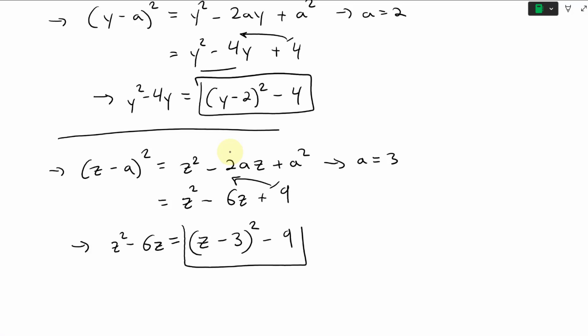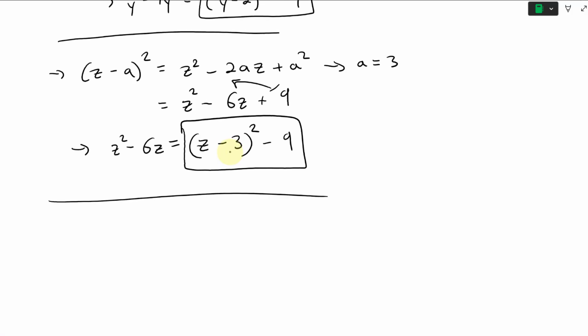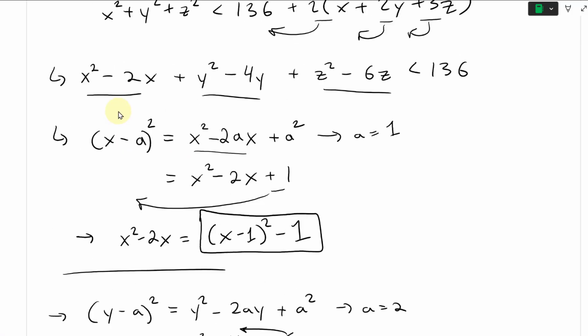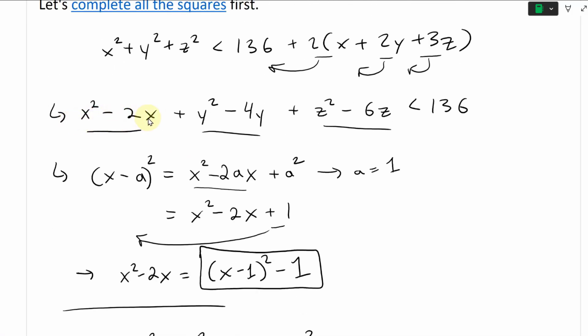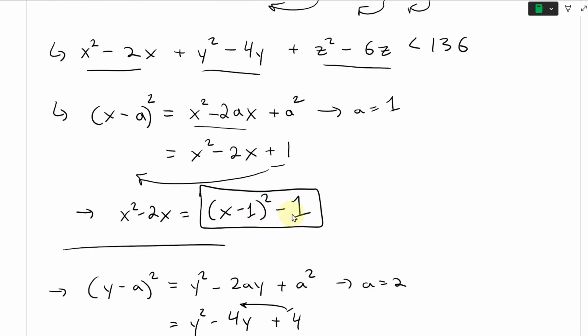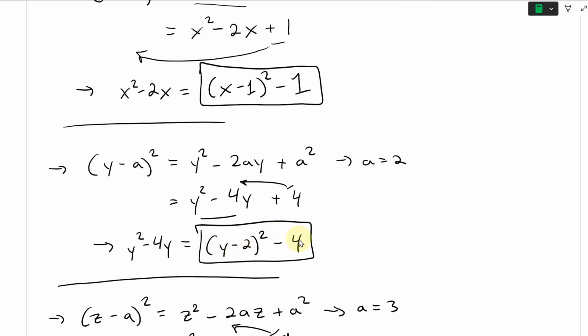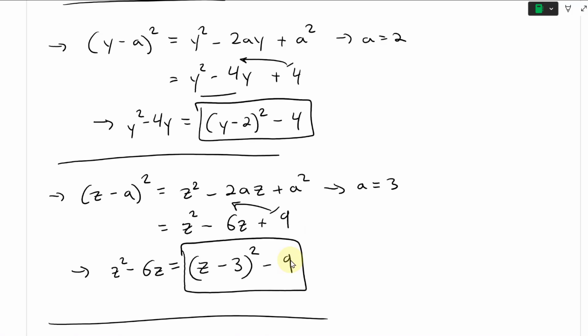So this is that. Alright, so what we could do is add these all together, so replace them all. We're going to get right here: this part is going to be x squared minus 2x, that's going to be (x minus 1) squared minus 1. And this other one we replace with this right here, (y minus 2) squared minus 4. This other one's (z minus 3) squared, and there's a 9.